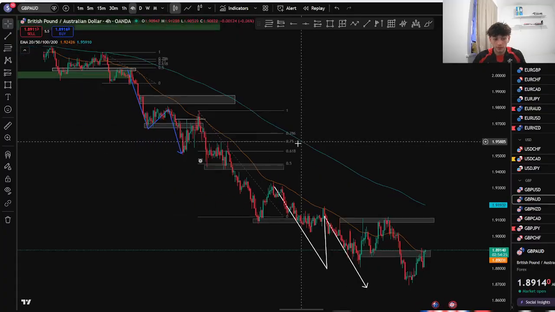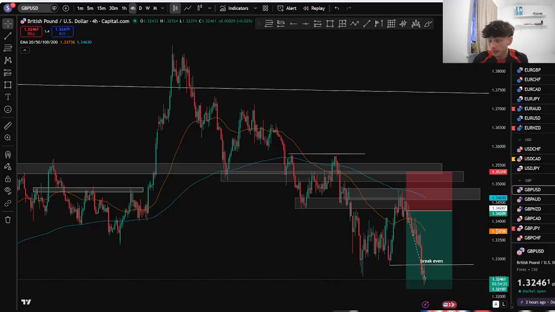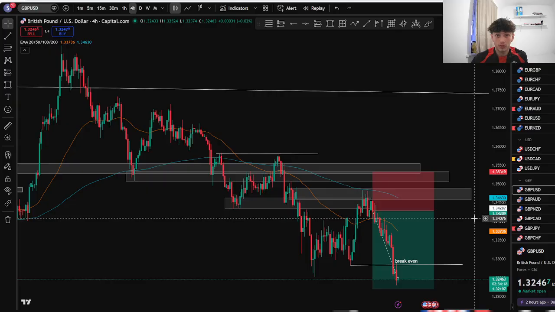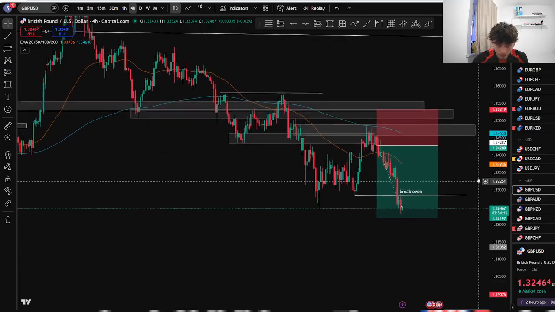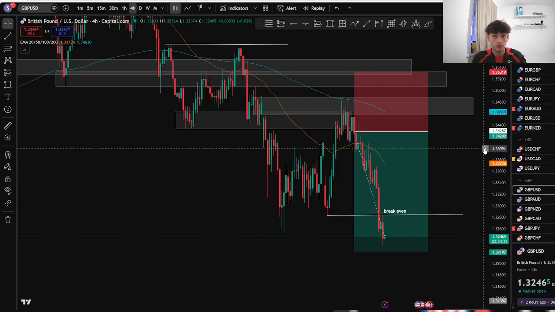So first of all, the first thing I'm looking at is the trades I'm in. That's the first thing to do when I'm coming onto the screen for the first time in like 24 hours. It's like, how are my trades going?